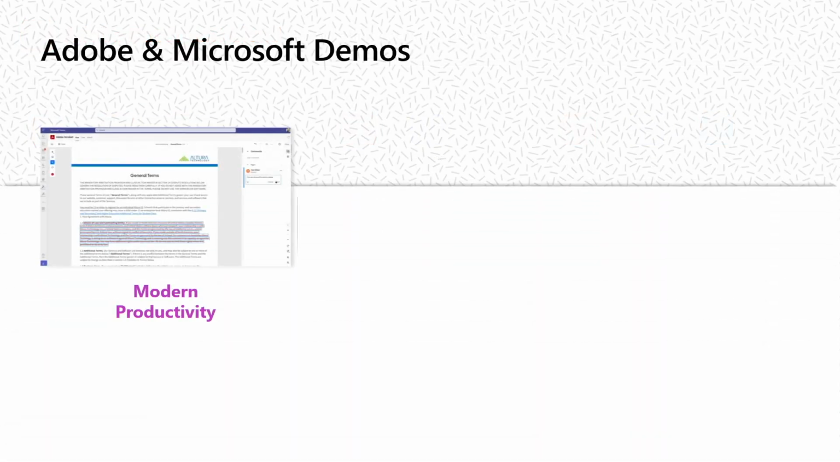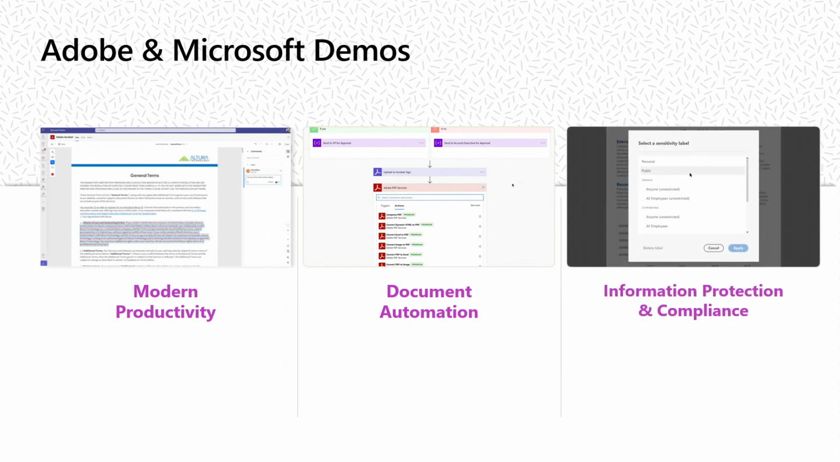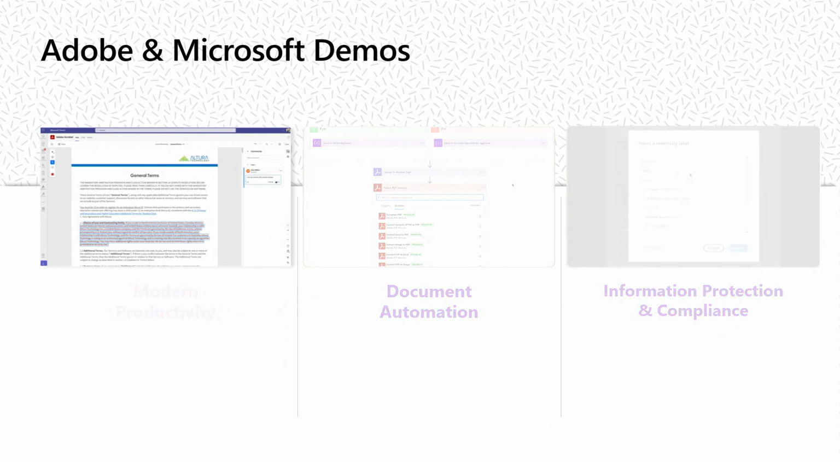So to tell you a little bit more about this, I think it's kind of better to show things. Yeah? Okay. So we're going to see three things. One, we're going to see something around modern productivity. Second is document automation. And third is information protection and compliance. So to start off, we're going to start with modern productivity.